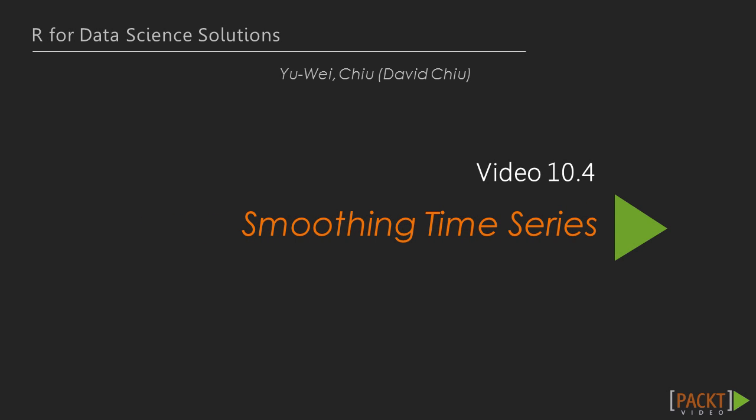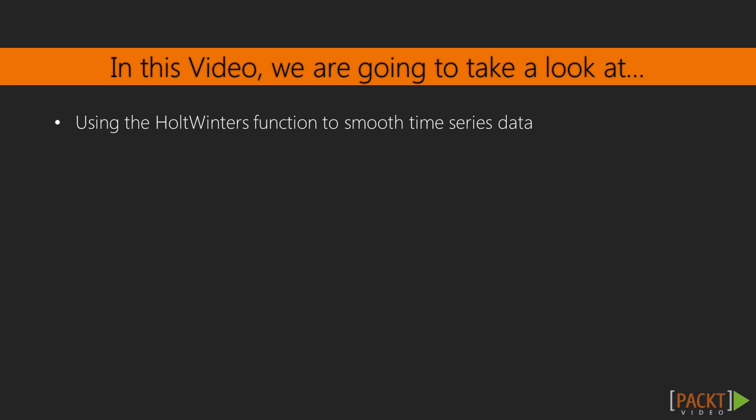This is the fourth video of the section, Smoothing Time Series. In the previous video, we decomposed time series data. In this video, we introduce how to use the Holt-Winters function to smooth time series data.